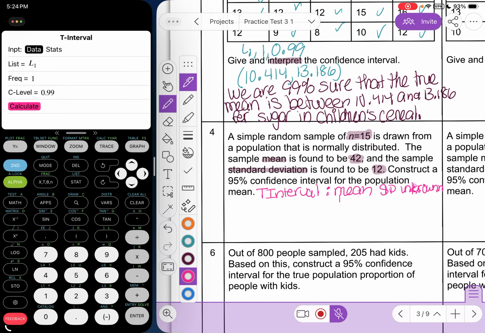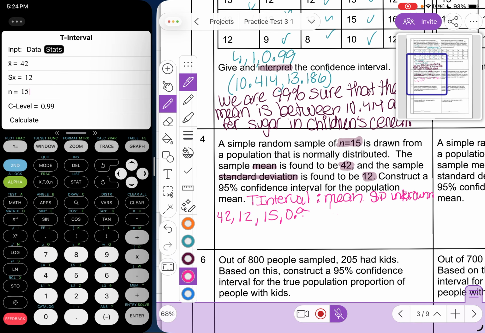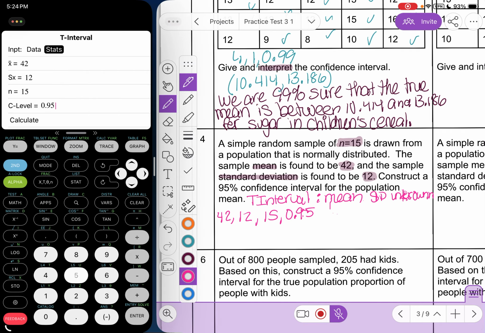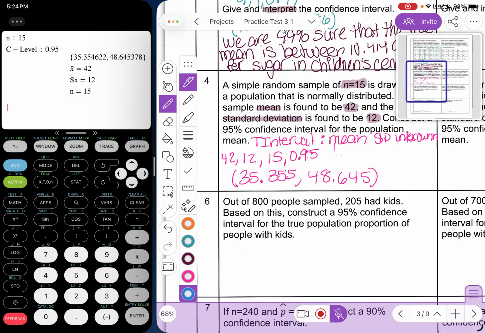This time we're going to go to stats. So our sample mean is 42. Our sample deviation is 12. Our n is 15. And we want to be 95% confident. So that is 0.95. Then we calculate. And we get, in parentheses at the top, 35.355 to 48.645. That is the confidence interval. All right, let's check the next one.